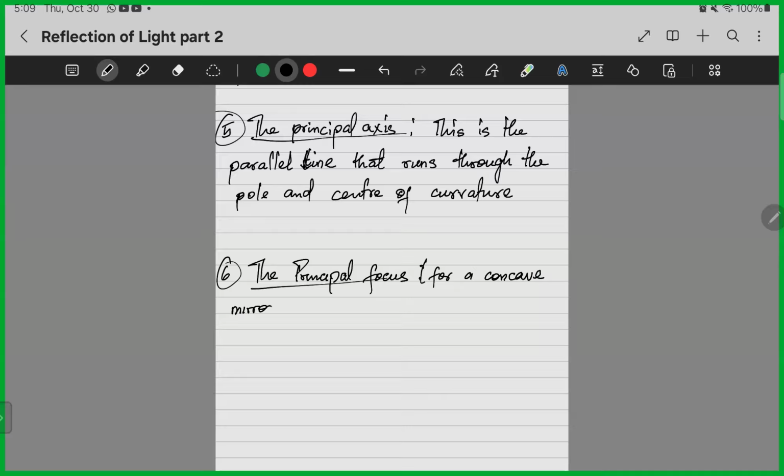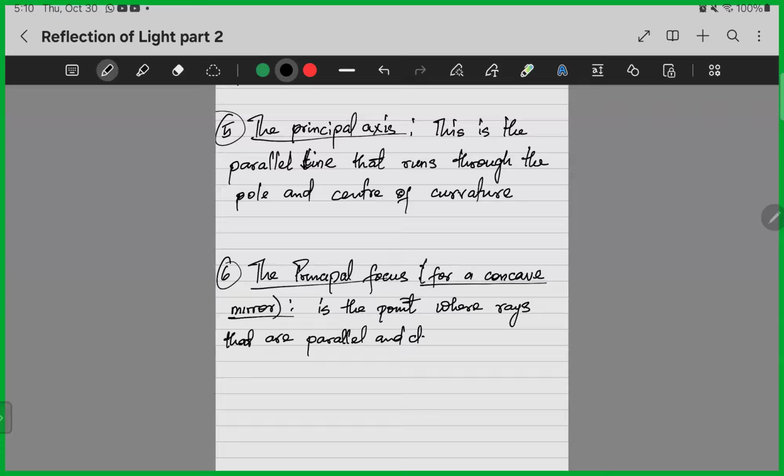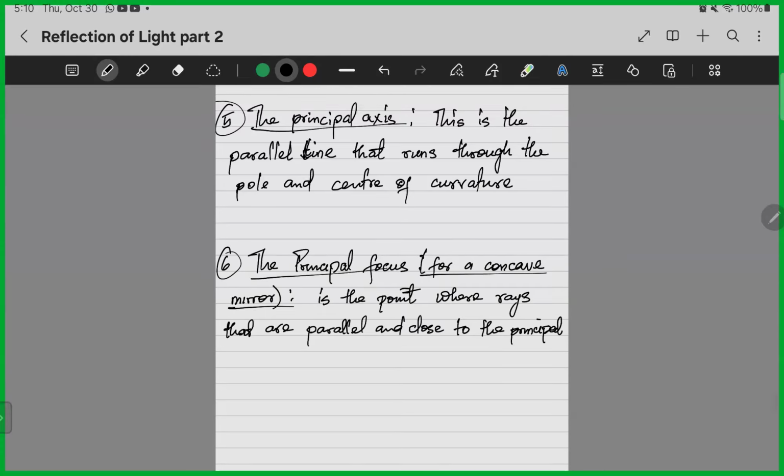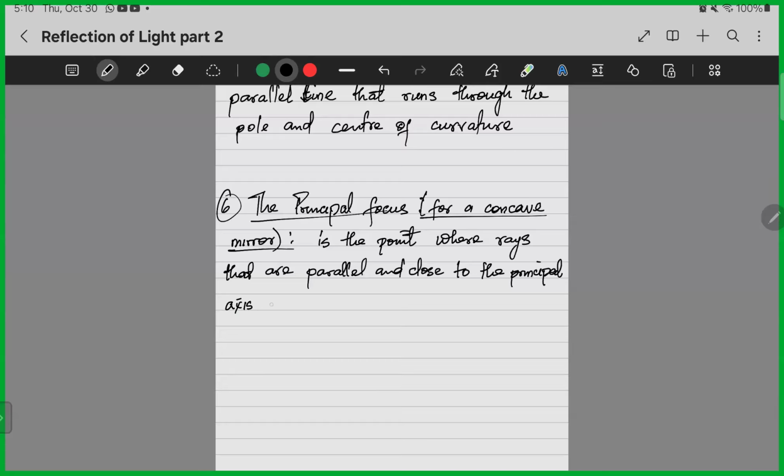For a concave mirror, principal focus is the point where rays that are parallel and close to the principal axis appear, or let's put it like that, appear to converge after reflection. So you see this definition of principal focus.